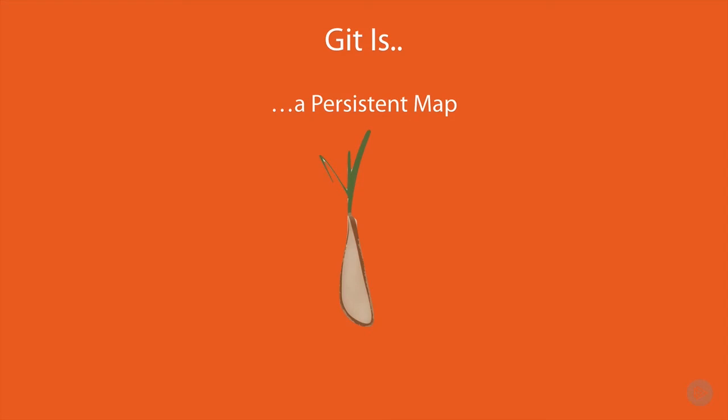We have seen that Git is a persistent map, but you probably don't see it as a map. You see it as something more than that. Something that tracks your files and your directories. A content tracker. Let's see what that means.